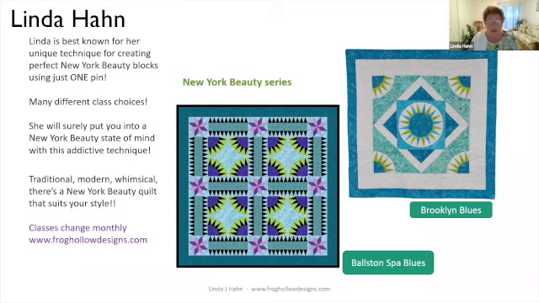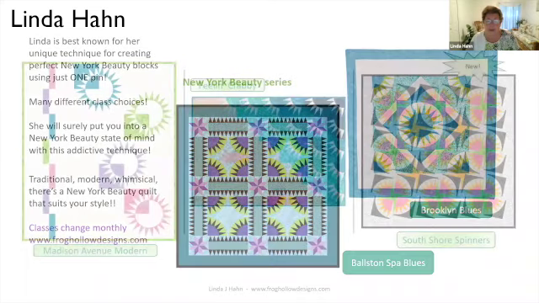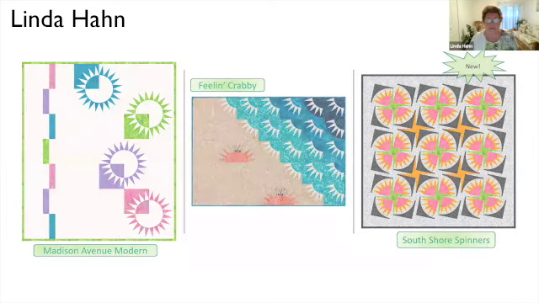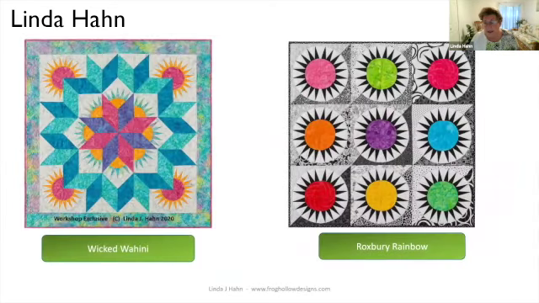There's many different choices for workshops, traditional, modern, whimsical. There's a New York beauty quilt that suits your style. Madison Avenue Modern, it's quite modern. Feeling crabby, we'll give you some grabs. And my brand new workshop, South Shore Spinners. Wicked Wahine is the most popular, and that looks fabulous in all different colorways and fabrics. Roxbury Rainbow allows you to use up some scraps.